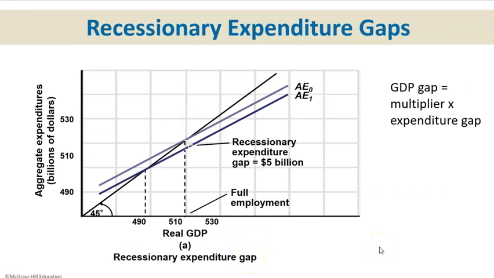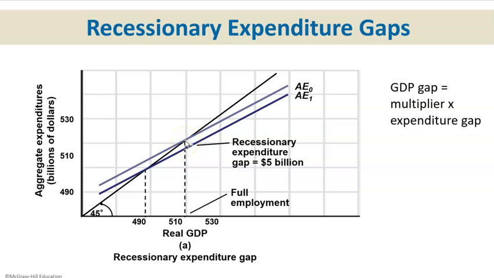Now we're going to see what it looks like on the graphs. So first we're looking at a recessionary expenditure gap. Here they've given us two different lines. The top line is the aggregate expenditures at the full employment level. So if you look at where it hits that 45-degree reference line and then come down, that's labeled as your full employment level. So this is actually where we want to try to stay as an economy.